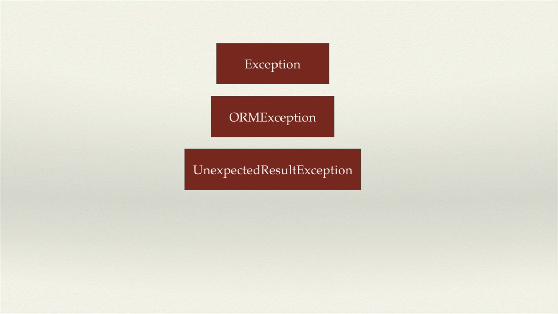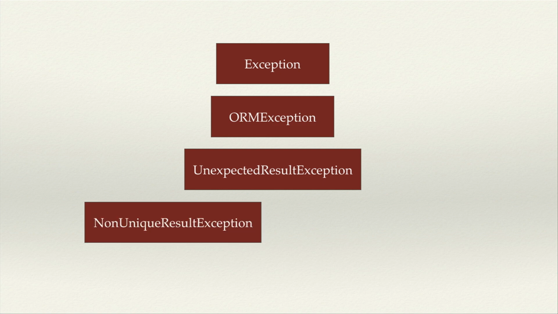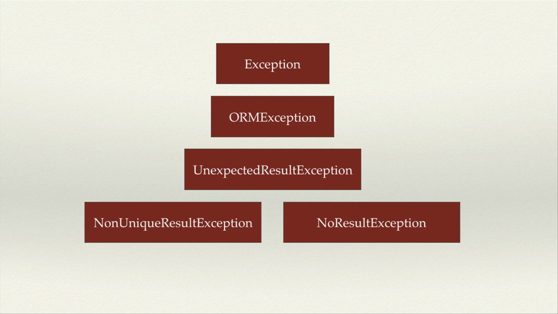And below it, they have unexpected result exception. And an unexpected result exception can be one of two. It can be a non-unique result exception or a no result exception, right? So that's kind of how they've layered the code. This hierarchy allows me to catch an exception at any of those levels, right? I can be lazy and say catch exception, then I have no idea what it is that I'm catching. But I can be very specific and literally try to catch that and handle that specific case. But maybe I just want to catch an ORM exception because my code doesn't really care. It only cares about the fact that it's an ORM exception, right? This is the flexibility that a class hierarchy gives you.